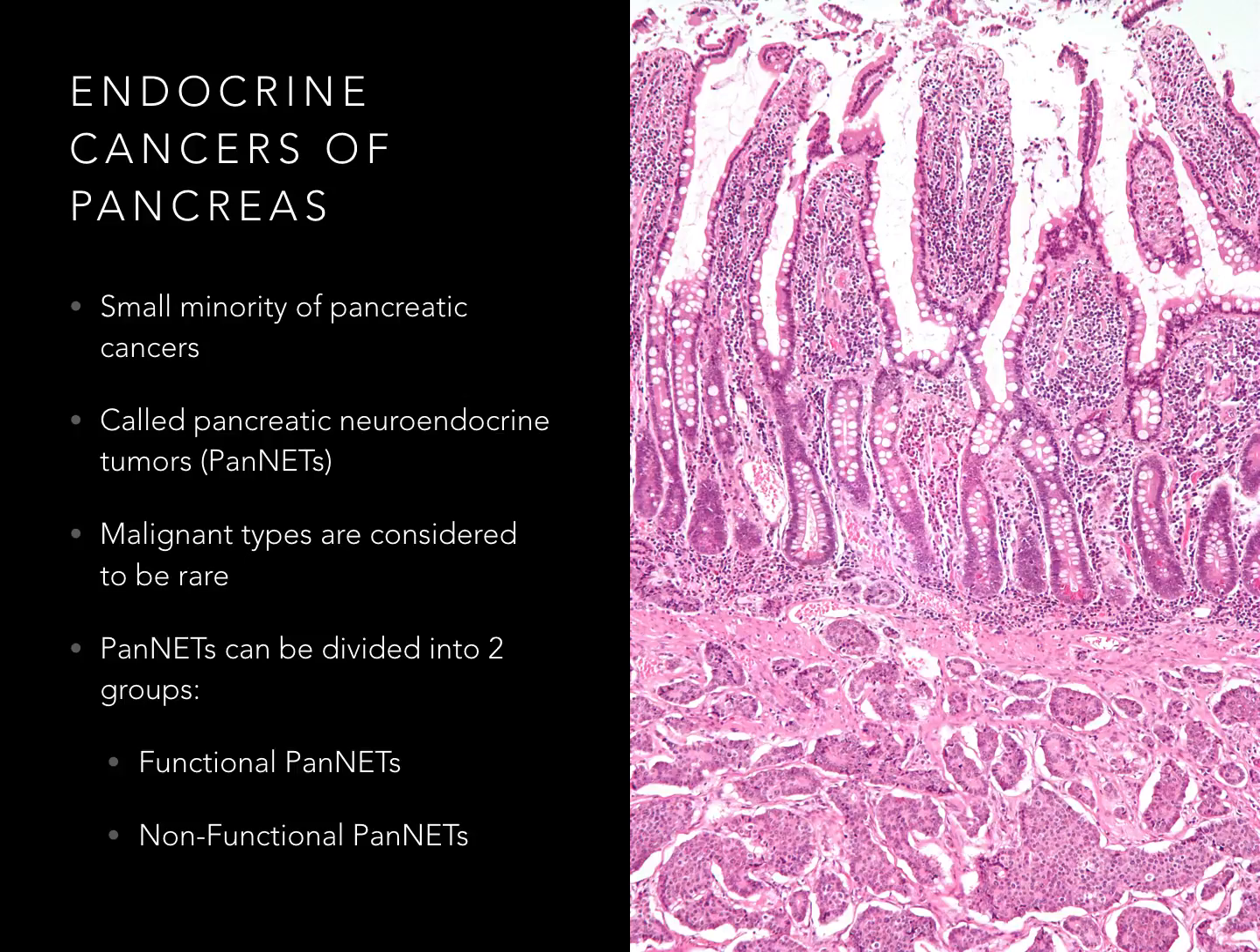Functioning PanNET leads to an overproduction of hormones and can present as constant low blood sugar level. The benefit of this is that it's a form of early detection. Non-functioning PanNET do not secrete hormones, so clinical symptoms only manifest after enough endocrine cells have been affected. By this time, the cancer has usually spread to other parts of the body.